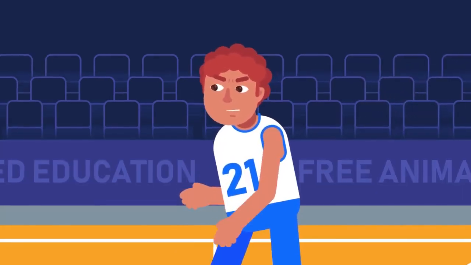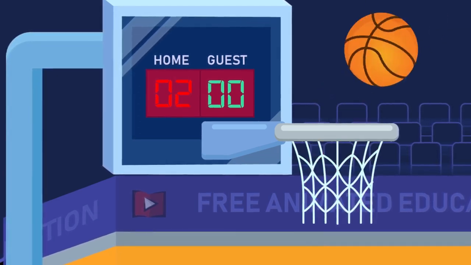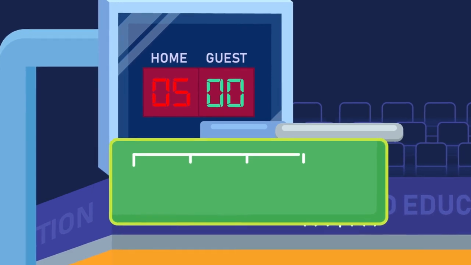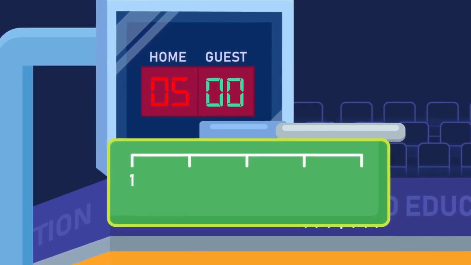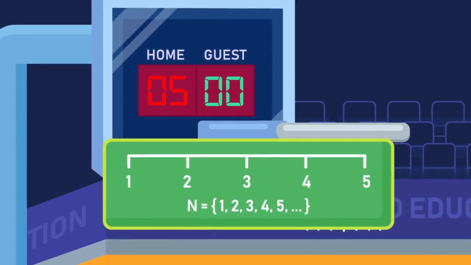Natural numbers are a part of the number system that includes all the numbers from 1 up to infinity. Therefore, a set of natural numbers contains the elements 1, 2, 3, 4, 5, up to infinity.